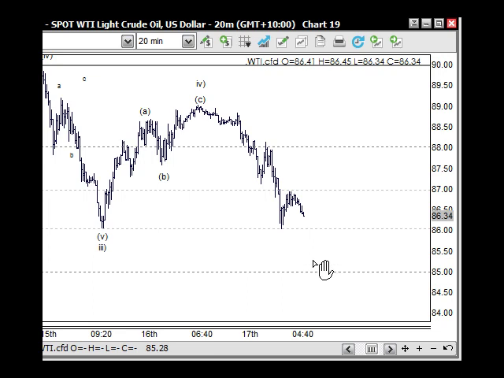Right, what else in here? Of course, BHP is going to be moving lower. That's fine. Gold's not ready to short just yet. Again.